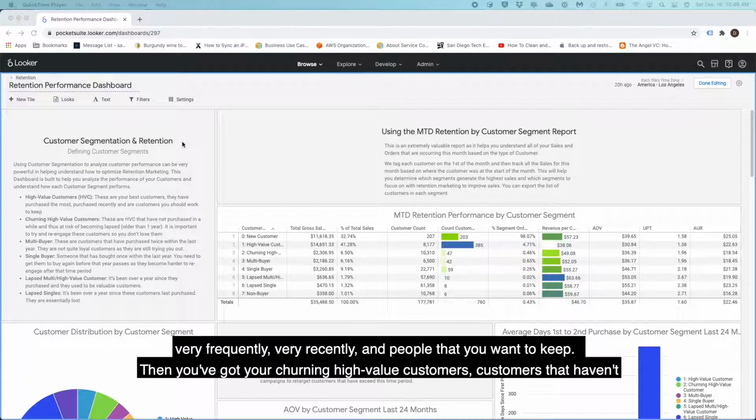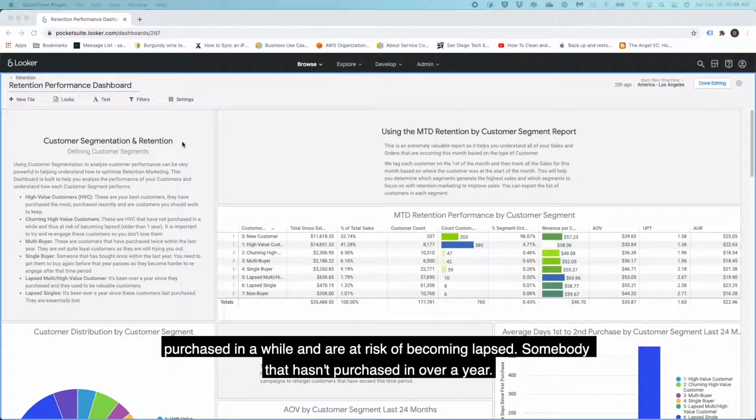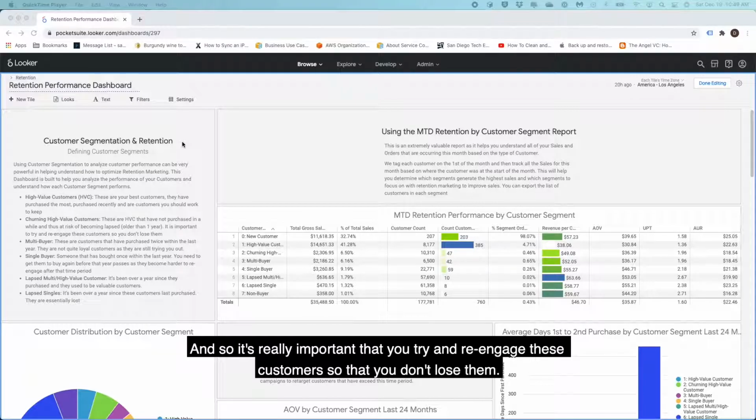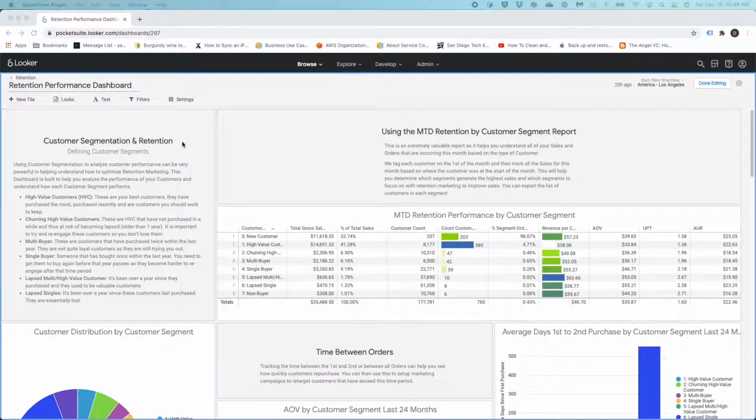Then you've got your churning high value customers. Customers that haven't purchased in a while and are at risk of becoming lapsed, somebody that hasn't purchased in over a year. And so it's really important that you try and re-engage these customers so that you don't lose them.